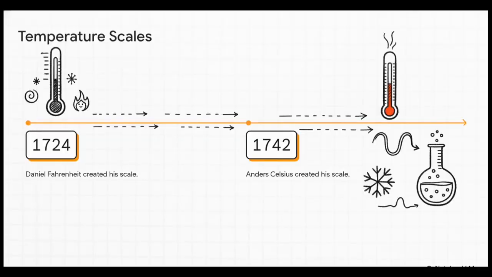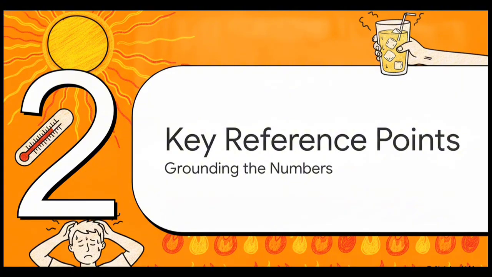So you might be wondering, why do we even have two scales to begin with? Well, it really just comes down to a historical quirk. Two brilliant scientists were trying to measure heat at almost the exact same time. Daniel Fahrenheit invented his scale in 1724, and less than 2 decades later, in 1742, Anders Celsius created his. They were competing scientific standards born in the exact same era, and somehow, nearly 300 years later, they've both fiercely survived.